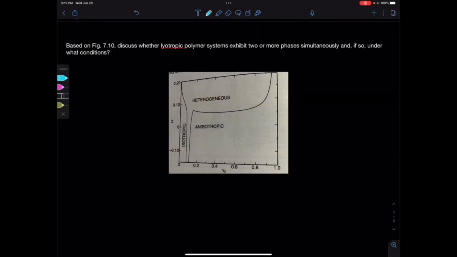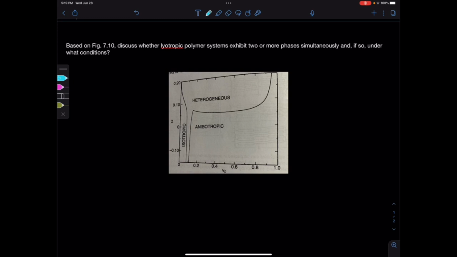Based on figure 7.10, discuss whether lyotropic polymer systems exhibit two or more phases simultaneously, and if so, under what conditions. So this is figure 7.10, and it is a plot of the volume fraction of the polymer Vp on the x-axis and chi, which is the Flory-Huggins parameter, on the y-axis. So there are three regions.